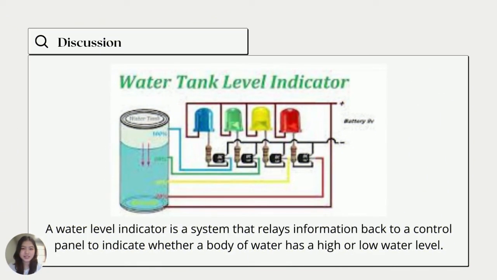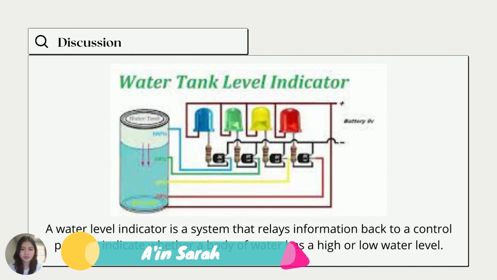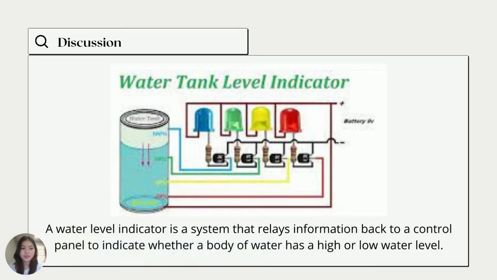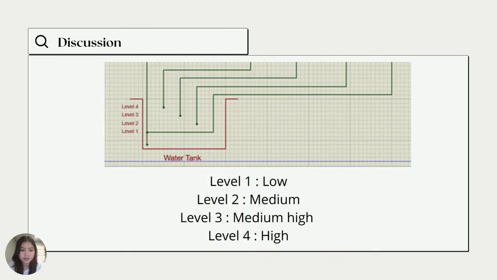Hi, my name is Binti Aidell with the metric number of 73282, and I'll be doing the discussion part. So this experiment is conducted to design and simulate a water level indicator system. We believe that the system would give benefits to the community as it can be done by anyone easily without a huge cost. A water level indicator system is a system that relays information back to a control panel to indicate whether a body of water has a high or low level.